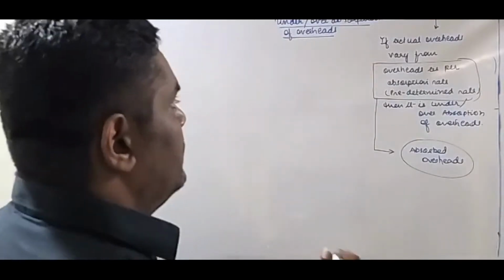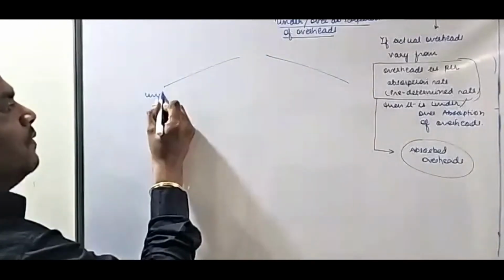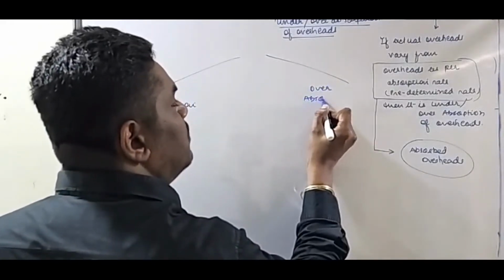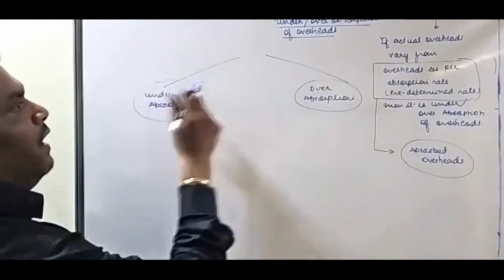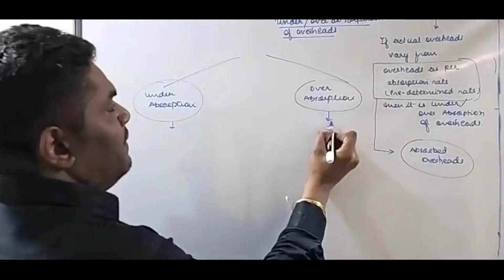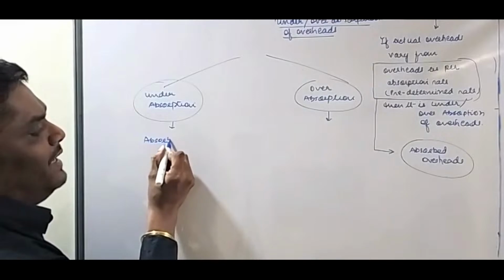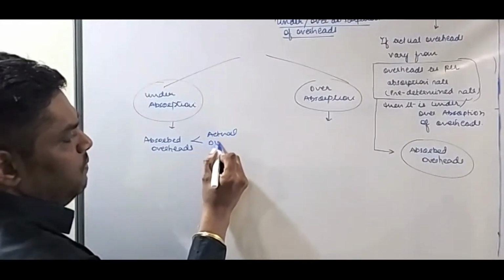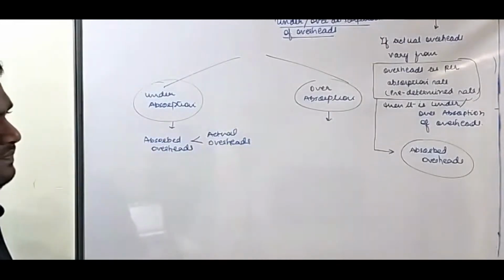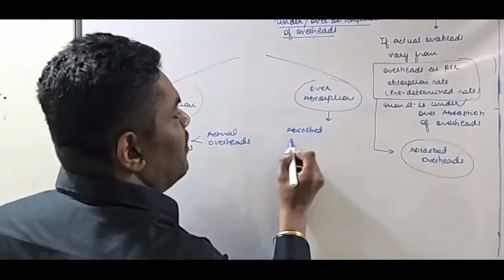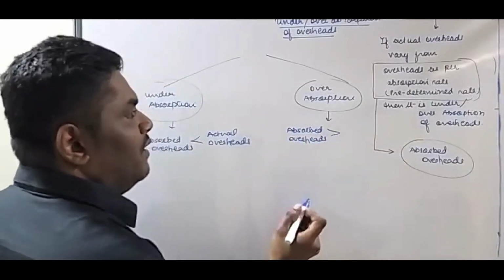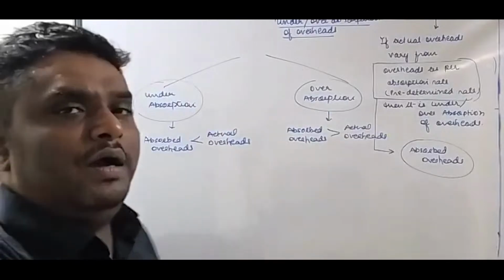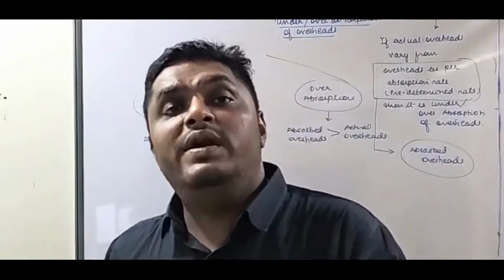Again, this is a very important part. Here there are two terms: under absorption and over absorption. When talking about under absorption, if the absorbed overheads are less than actual overhead, we call it under absorption. And if absorbed overheads are more than actual overheads, we call it over absorption. So, if absorbed overheads are less, under absorption. If absorbed overheads are more, we call it over absorption.